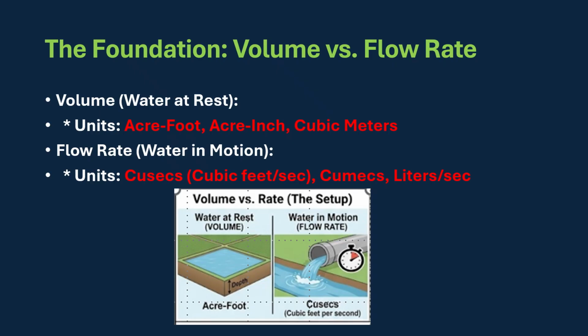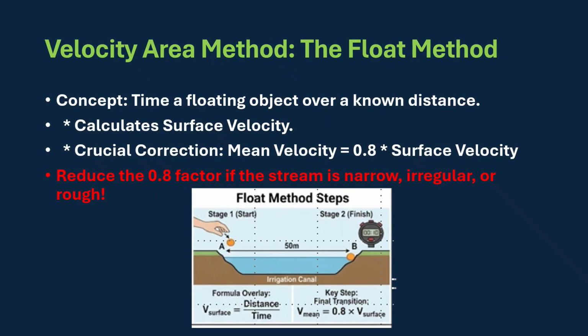For this, time is introduced. We use units like cusecs, which is cubic feet per second, or cubic meter per second. Today we are focusing on how to measure this moving water. Start with the velocity area method. The absolute simplest and cheapest field technique is the float method.